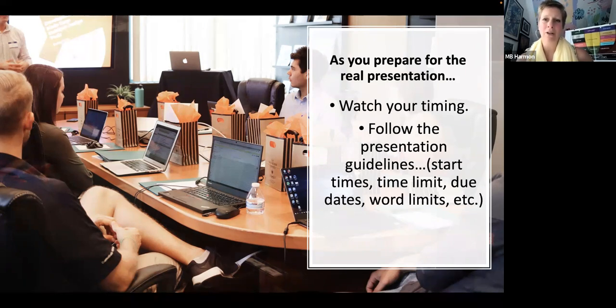Also pay attention to whether the conference that you're presenting at says these are the rules, okay? You can only use this kind of PowerPoint, you can only have 10 slides, whatever it is, pay attention. It will save you a lot of stress if you pay attention and do those things that they ask you to do.